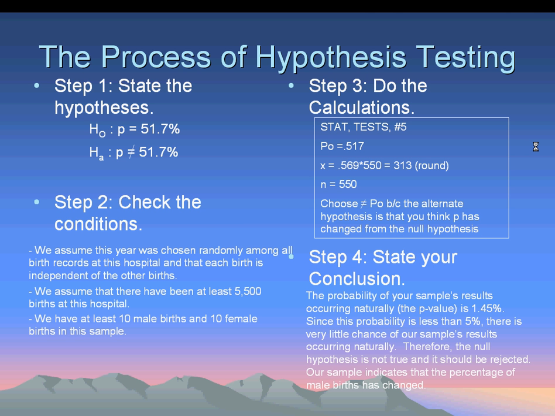1.45%. This is lower than 5%, and since our p-value is less than 5%, there is very little chance that our sample's results occurred naturally. Therefore, the null hypothesis is not true and it should be rejected. Our sample is indicating to us that the percentage of male births has in fact changed. Remember, if that p-value is higher than 5%, you want to retain the null hypothesis. Here, we're rejecting because that p-value is less than 5%.